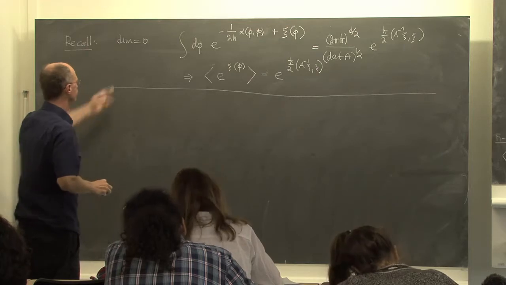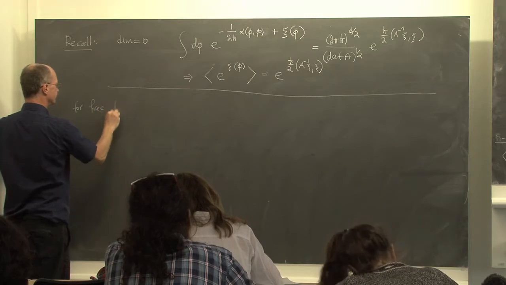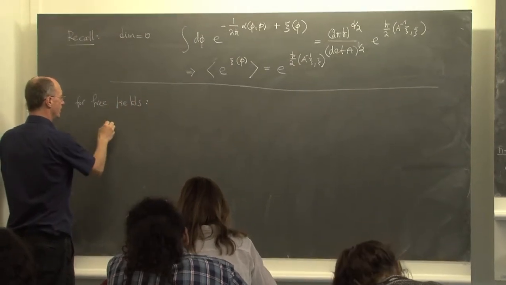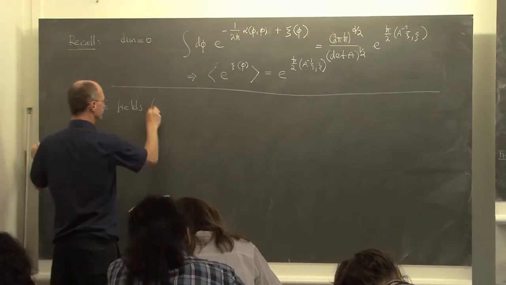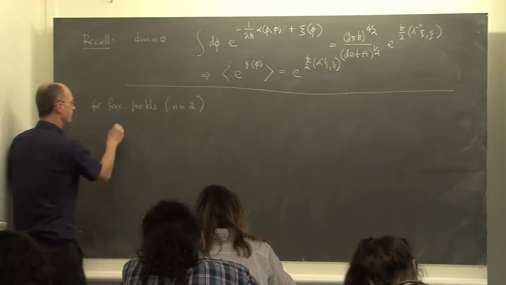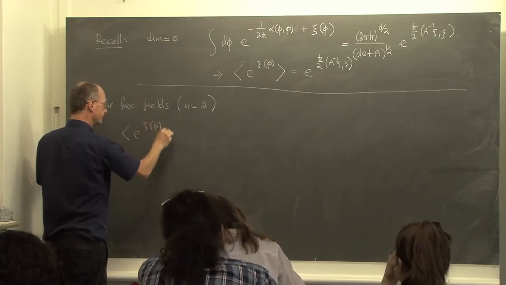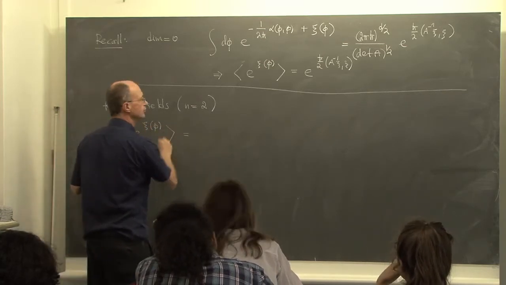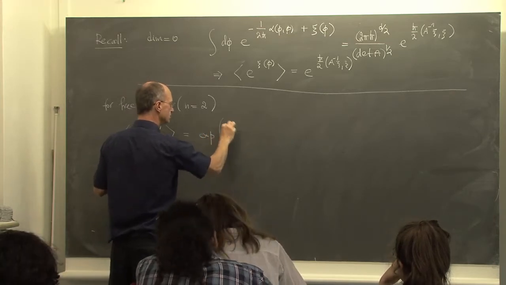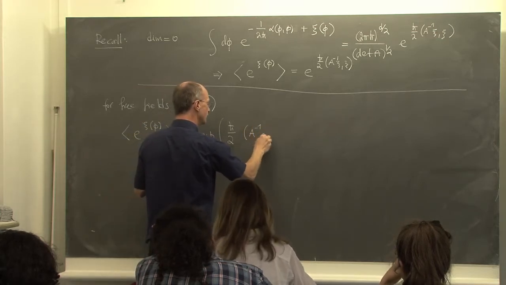So very good. Now we do the same thing for free fields. I'll choose the dimension equal to 2. So I have an exponential of psi of phi equal to, well, exponential h over 2, and here a minus 1 psi.